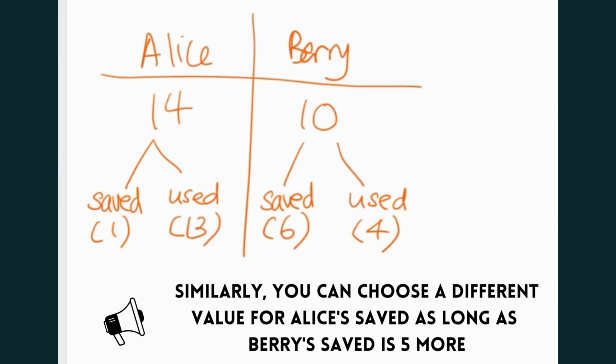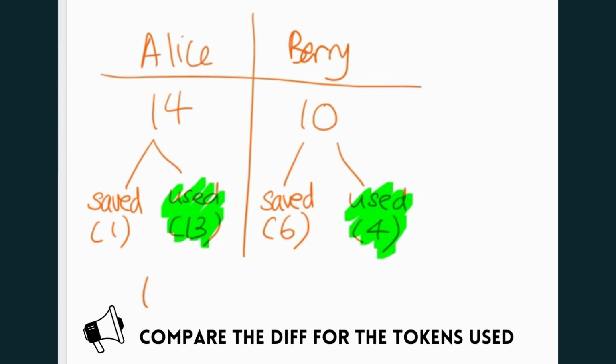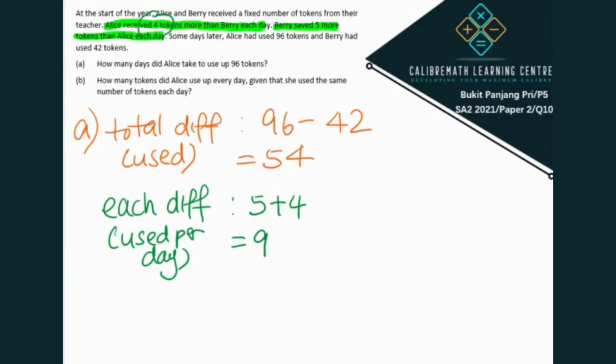So we're going to bring your attention to the number of tokens used for each of them. Since we know that Alice used 13 every day and Barry used 4 tokens every day, the difference in the number of tokens used is 13 take away 4, and that gives us 9. So you can see that the difference between the number of tokens used per day is 9, which is the same as using the 5 to add the 4. Note that even if you use a different set of values from me, so long as you fulfill the conditions stated in the question, you will still be able to get the each difference to be 9.